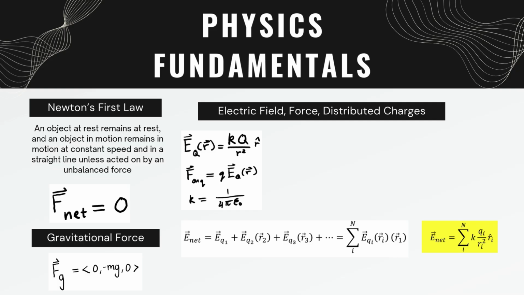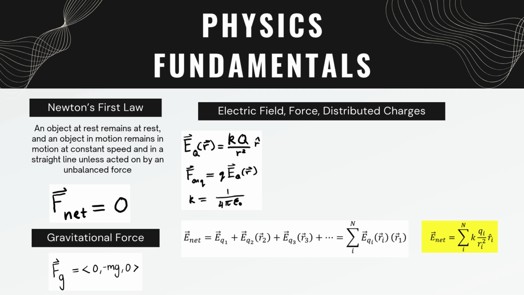The physics fundamentals for this lab include Newton's first law, the idea of electric field and force, and gravitational force. As we recall, Newton's first law means an object at rest remains at rest, and an object in motion remains in motion at constant speed and in a straight line unless acted on by an unbalanced force. For us, this means that the net force is equal to 0.